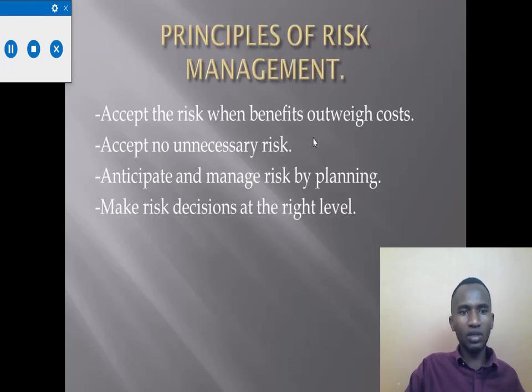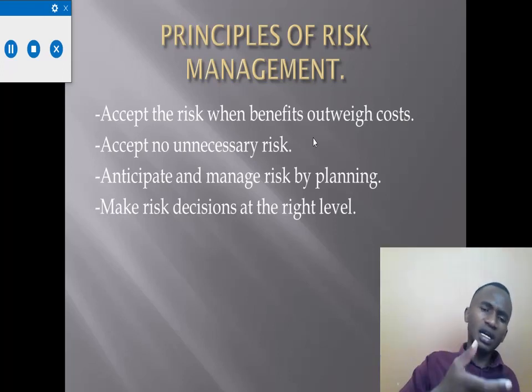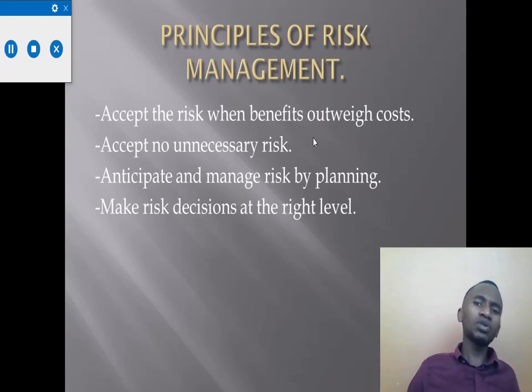Then if I'm taking you to the next slide, I'll talk about the principles of risk management. The first one is accept the risk when the benefits outweigh the costs. If you are to take up some risks, you are supposed to see how they are going to benefit you. You weigh them, you see the negative side and the positive side. If you find the positive side is overweighing the negative side, you take it up. And if you find the negative side is overweighing the positive side, you leave it. Then the next one, accept no unnecessary risks. You're not supposed to allow every risk into your business.